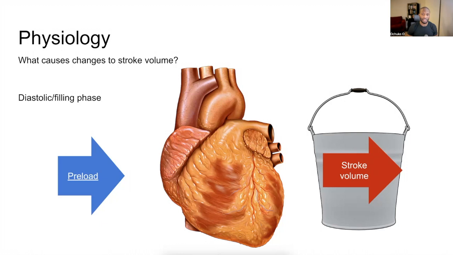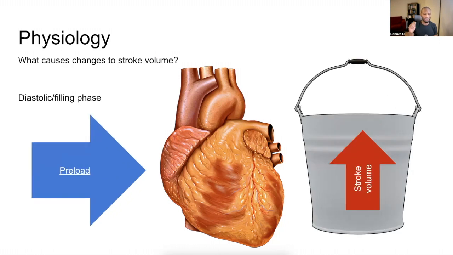And then it turns out that stroke volume will change depending on how much blood is in the ventricle prior to contracting. This volume of blood that's in the heart is called preload, and it is measured at the end of diastole, which is right before systole. So that amount of blood that is filling the heart is called preload, and it's going to then determine how much blood leaves the heart.